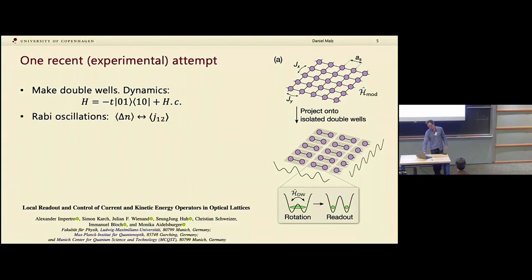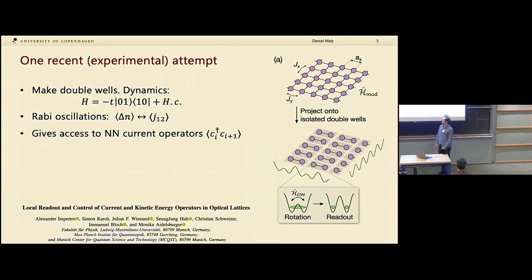You just get essentially Rabi oscillations between spin imbalance and current. If you wait the right amount of time, pi over 4, then you can map spin imbalance to current, and then you can measure your nearest neighbor current, or at least you can measure the current across that bond in that double well.